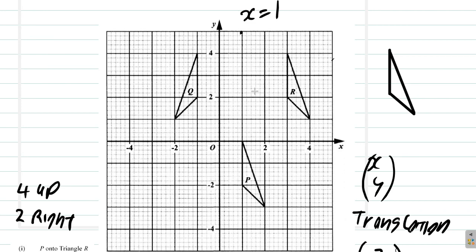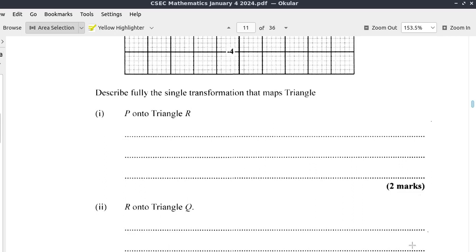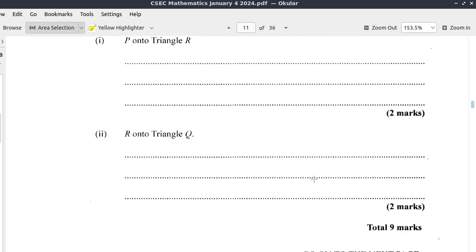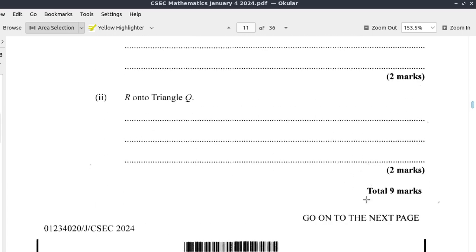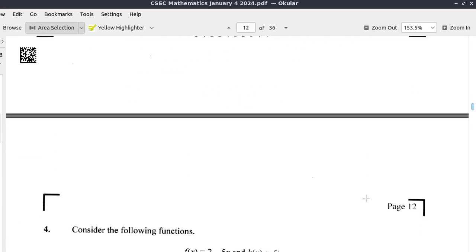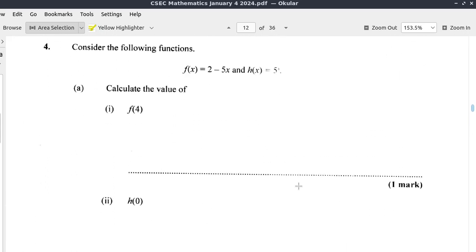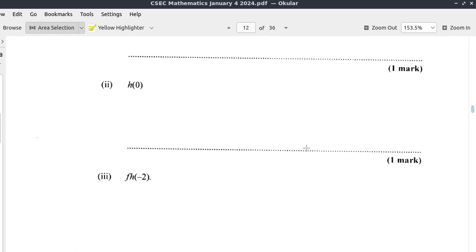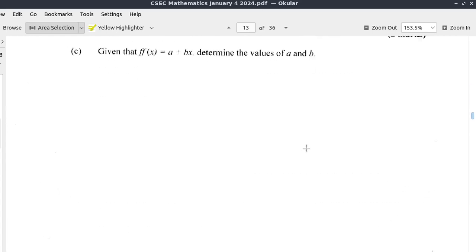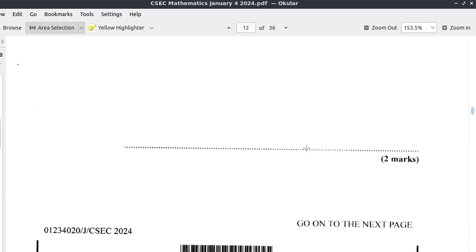So it is a reflection of R in the line x equals 1 that gives you Q. That is really what happened. Total 9 marks. So question 3 is done. Next time we move to question 4. I want you to work out question 4 from now. It deals with functions.